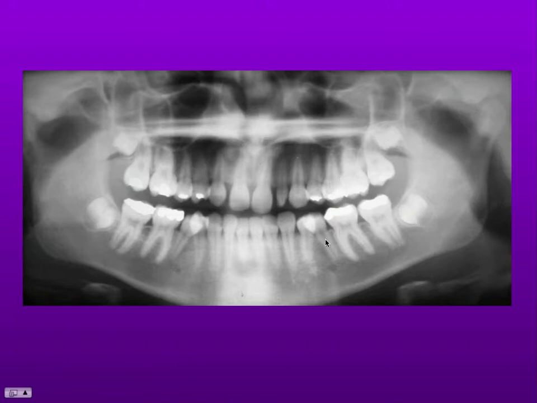8, 7, 6, 5, 4. These teeth are just overlapping, which is why there's an increased radiopacity. 3, 2, 1, 1, 2, 3, 4, 5, 6, 7, 8. So our problem here, apart from the peg lateral, if you can consider that a problem, is we have a missing lateral incisor. If we have missing teeth from the dentition, the fancy name we use is hypodontia.